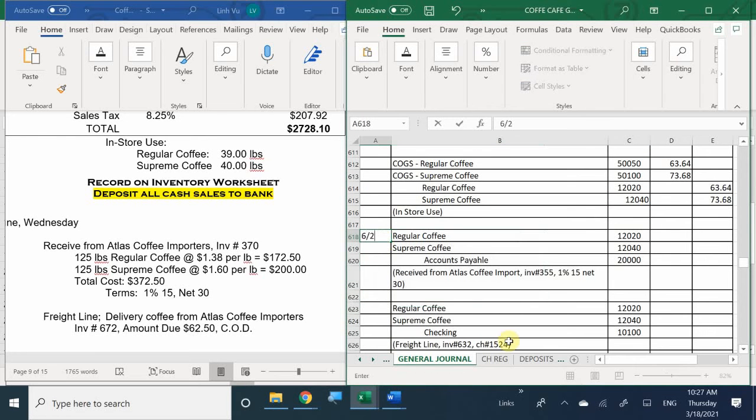So 626, we have regular coffee, supreme coffee, and then accounts payable. So how much of the coffee did we receive? How much of the regular coffee did we receive? 172.50, and then 200 for the supreme coffee, which gives us a grand total of 372.50. Okay.